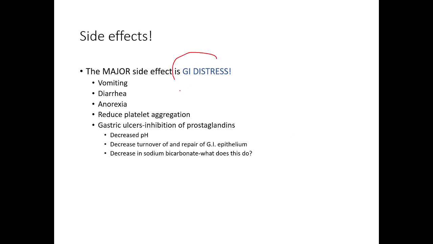The major side effects that we'll see with NSAIDs are GI distress, vomiting, diarrhea, anorexia, and reduced platelet aggregation, so bleeding. Gastric ulcers: because of the inhibition of prostaglandins, we'll see a decrease in pH, so it becomes more acidic, decreased turnover and repair of the GI epithelium, and a decrease in sodium bicarbonate, which should be there to buffer the hydrochloric acid.